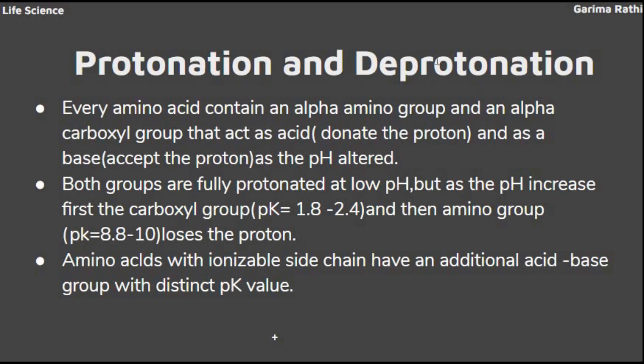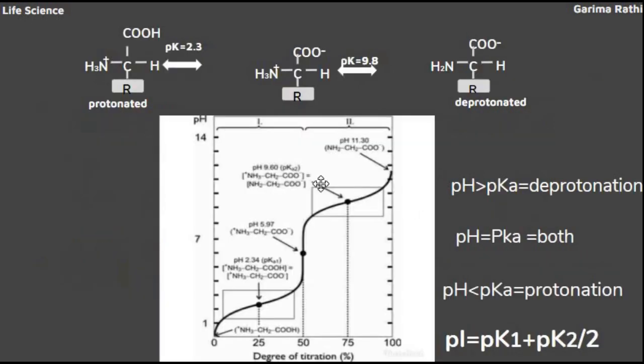Each amino acid contains an alpha amino and an alpha carboxylic group. Both of these groups will either donate a proton or receive a proton. When they donate a proton, they act as an acid, and when they receive a proton, they act as a base. But this behavior of accepting and giving protons depends on the pH value. This concept of protonation and deprotonation can be easily understood by using the titration curve.